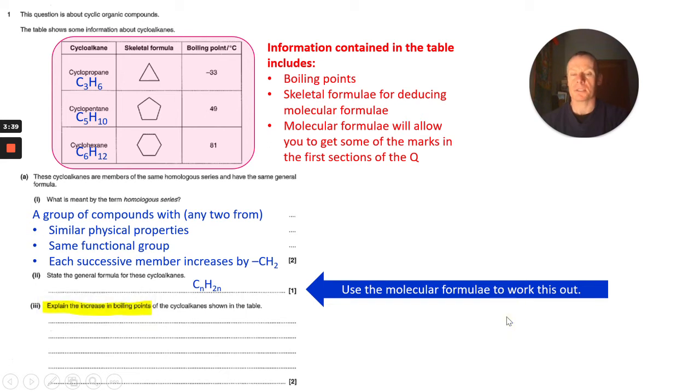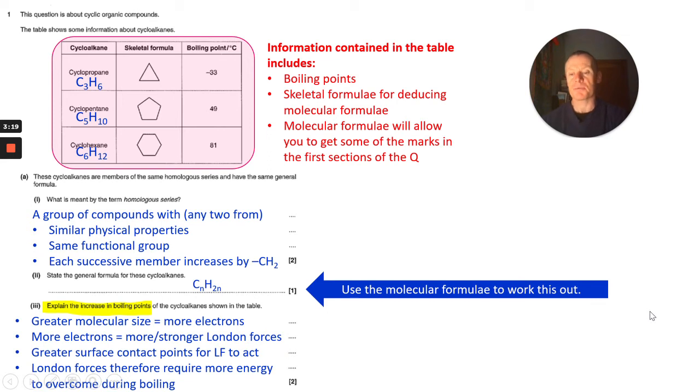The next part of the question asks you to explain the increase in boiling points. So you've got to talk about the boiling point somewhere. That usually means something to do with energy being required to overcome either the bonds or intermolecular forces that are causing the boiling point to be at the level it's at. So let's have a look at what that might be in this particular case. There's a number of things you can say.